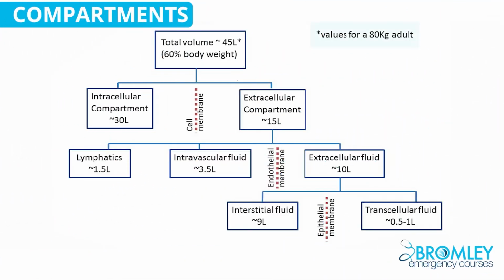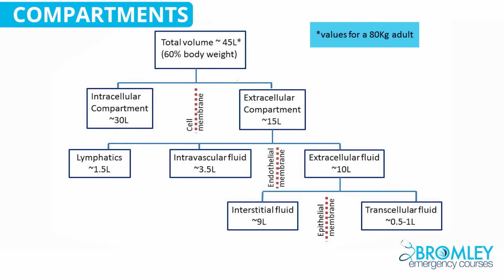Now, a typical 80 kilogram adult contains about 45 litres of water. That's about 60% of our body weight. And that's distributed into various compartments. As a useful approximation, about 2/3 of that 45 litres, so 30 litres, is found intracellularly, in other words, inside the body cells. And 1/3 or 15 litres is found outside the body cells, or in the extracellular compartment.